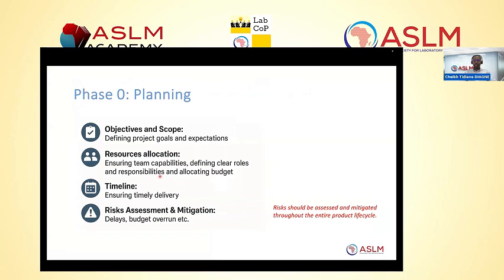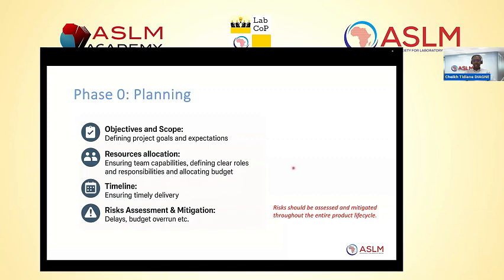and you also need to allocate budget. You also will need to make sure that the project will follow a defined timeline for delivery. And you also need to go through your risk assessment and mitigation plan in order to manage and mitigate delays, budget overruns, etc. So the risk should be assessed and mitigated throughout the entire product life cycle.